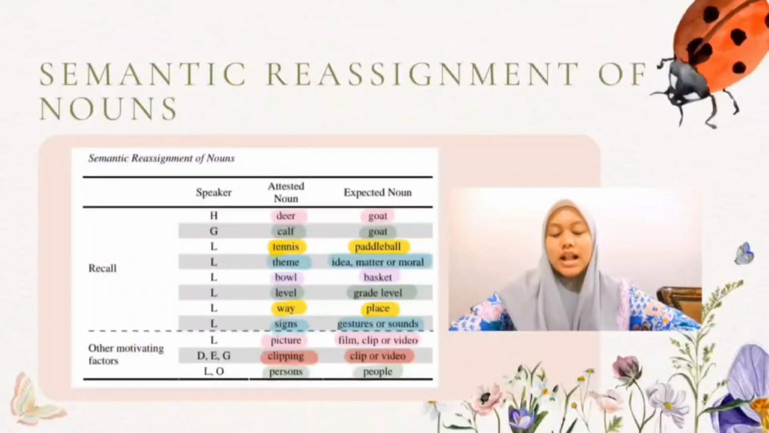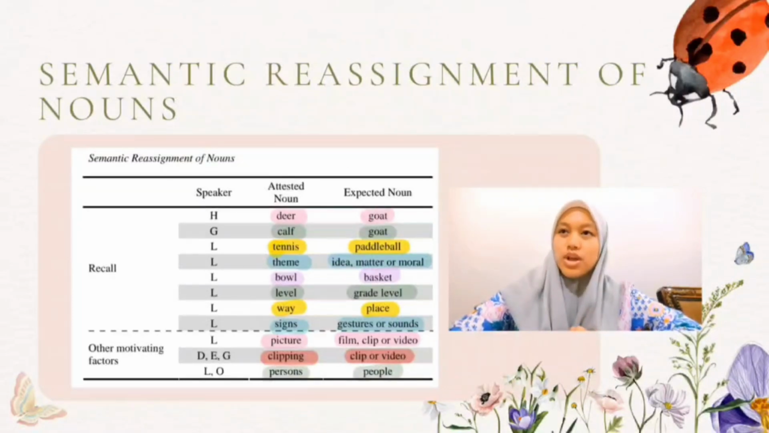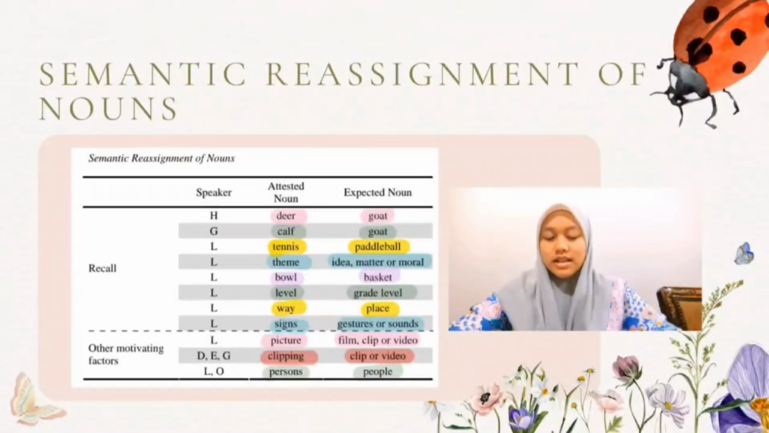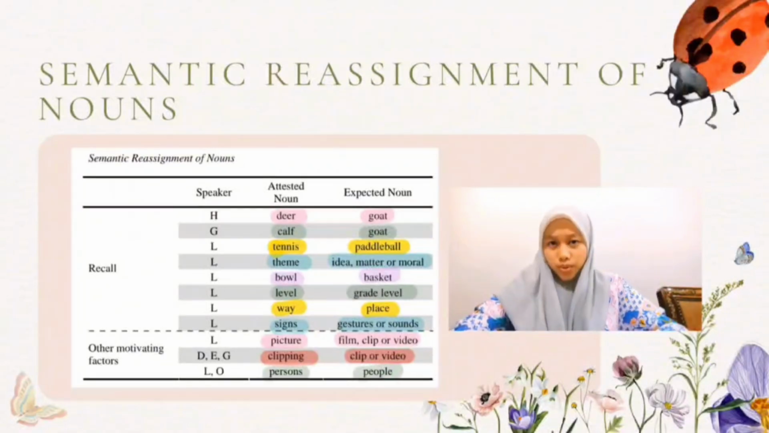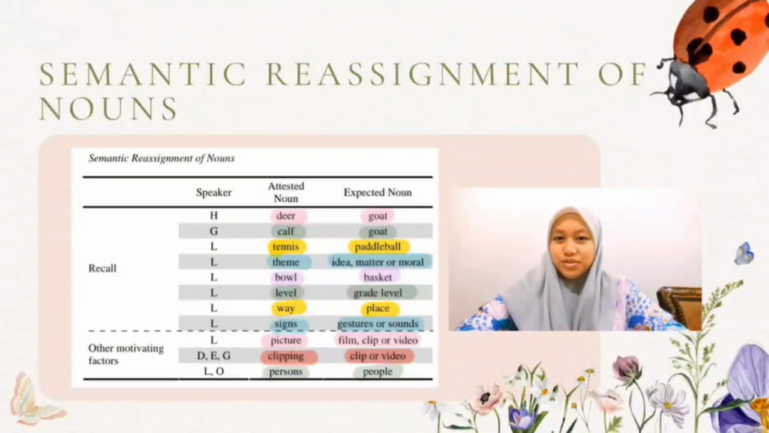Last but not least, the third category that I'll be focusing on under semantic reassignment is semantic reassignment of nouns. In this example, it was stated that Indian English speakers use certain nouns instead of the expected nouns. An easy example is that instead of using the word basket, they use bowl. So instead of saying put the fruit in the basket, they will say keep the fruit in the bowl.